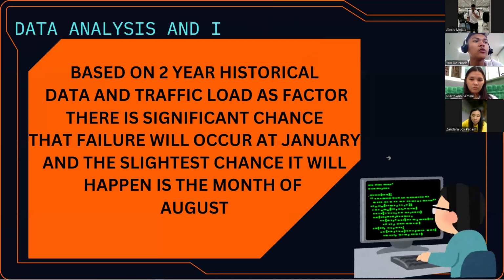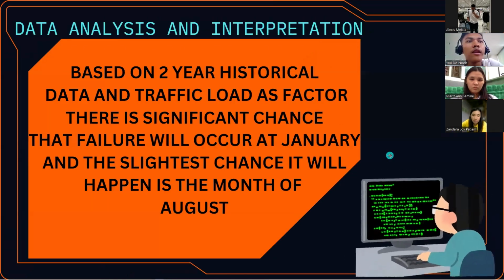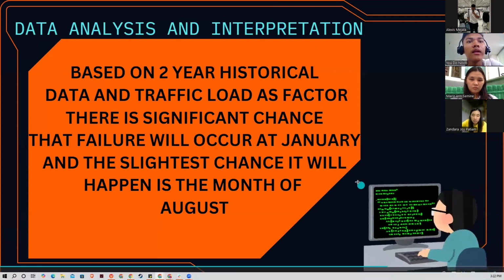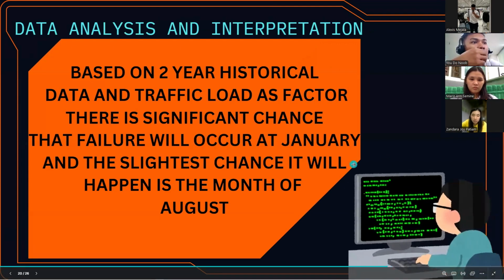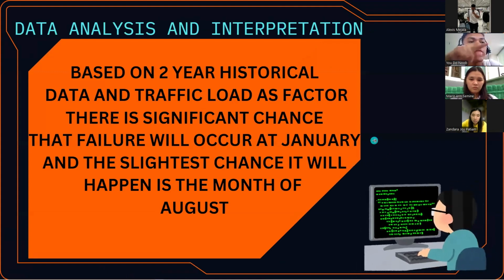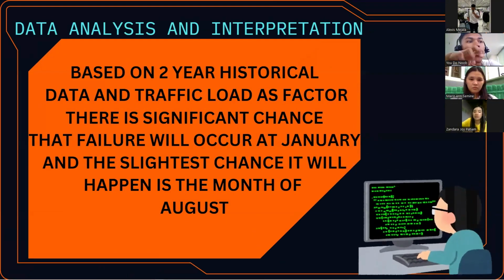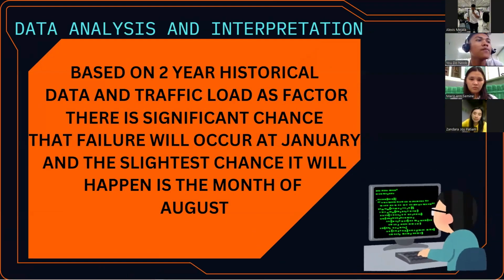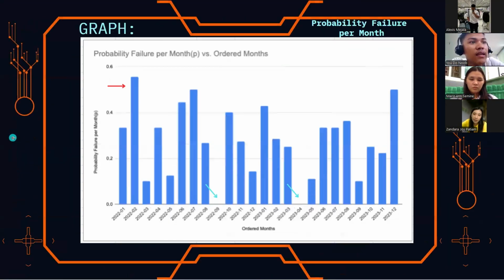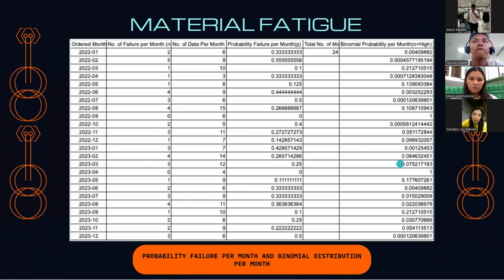Now, in conclusion, the civil engineer could predict that in 2 years, the month with the highest probability of failure is January of the coming year, and potentially August will be the month with the lowest probability rate of failure. Now, these data are under the same material fatigue.